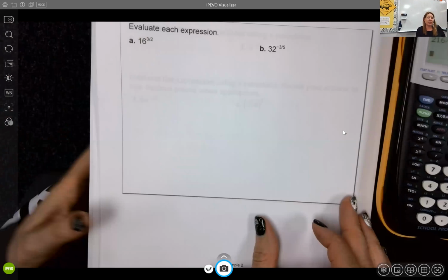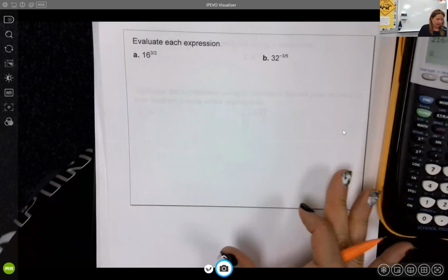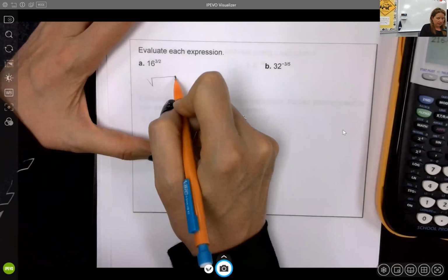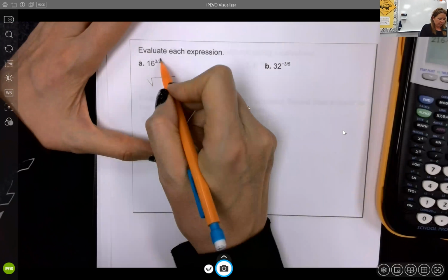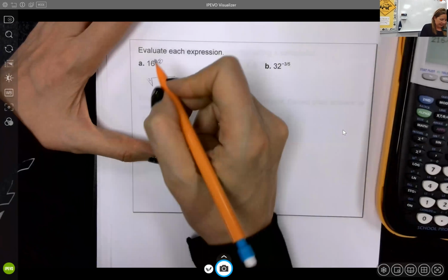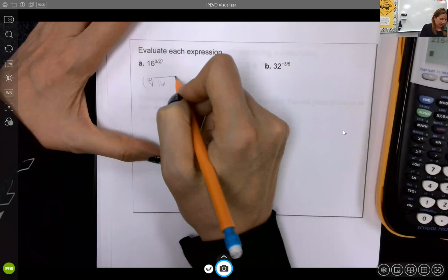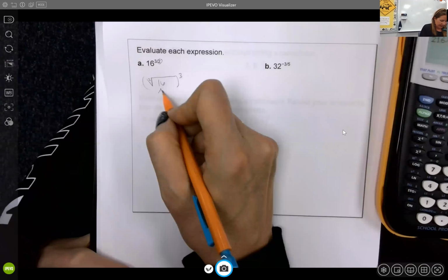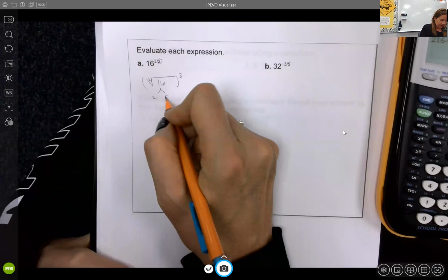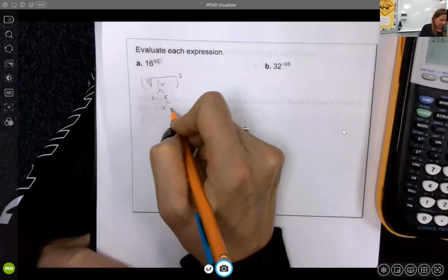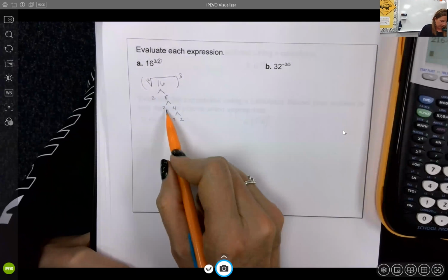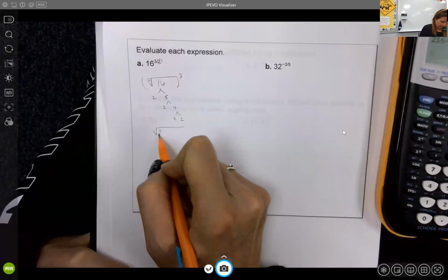A couple more. So this is evaluating. We're not using a calculator. So here, I'm going to write this as a root. The denominator is 2, so 2 goes in the index, and then 16, and the whole thing is to the third power. So I'm going to focus on breaking down the 16. 2 and 8, 2 and 4, 2 and 2. So I have 1, 2, 3, 4 2s. So let's write that.